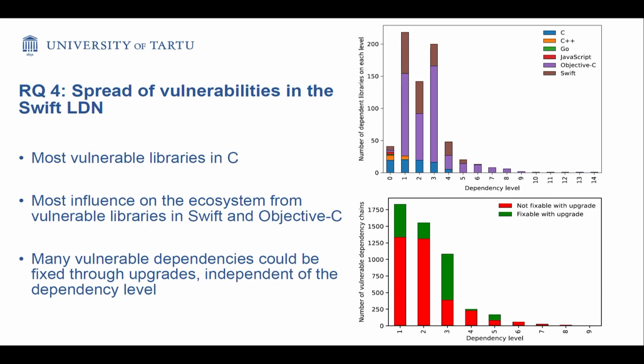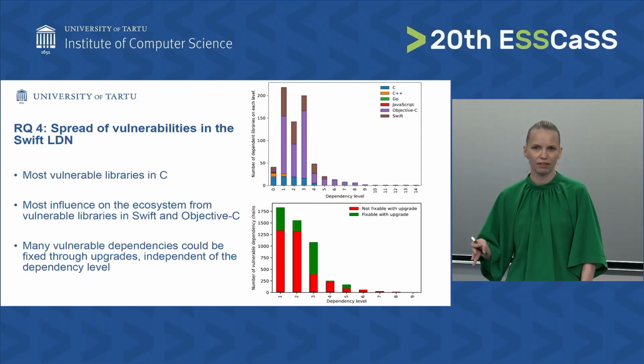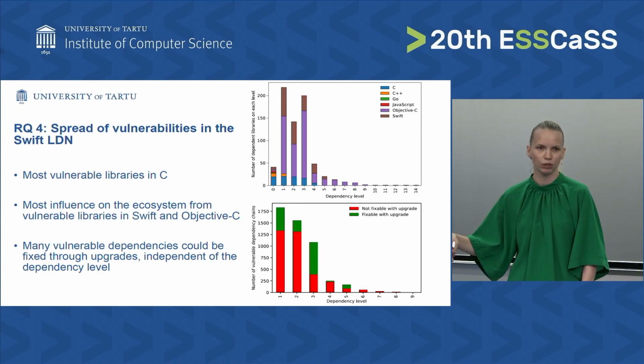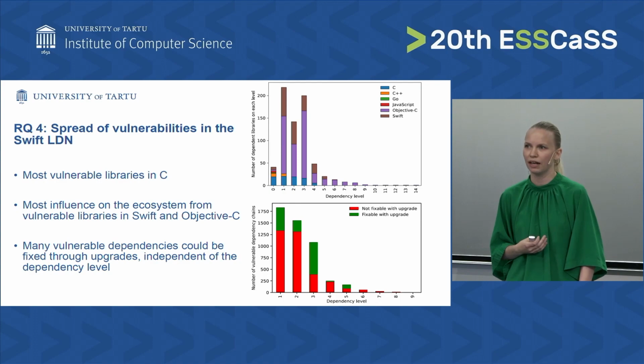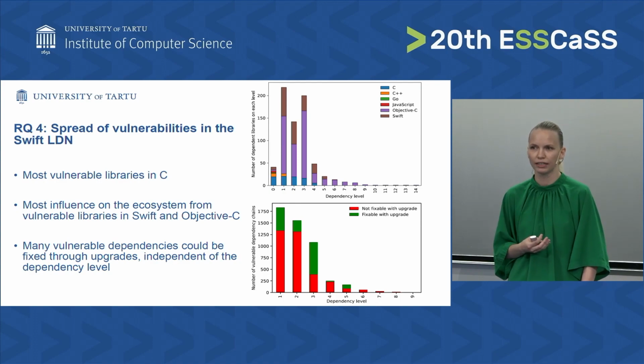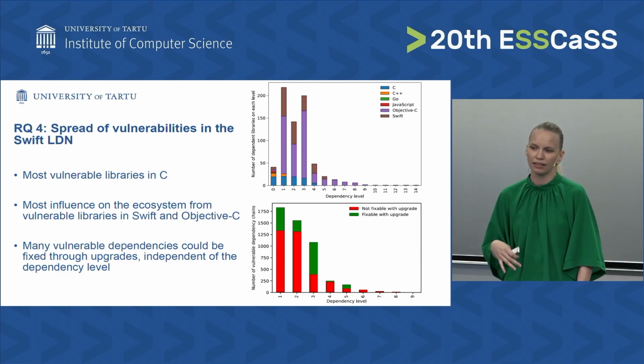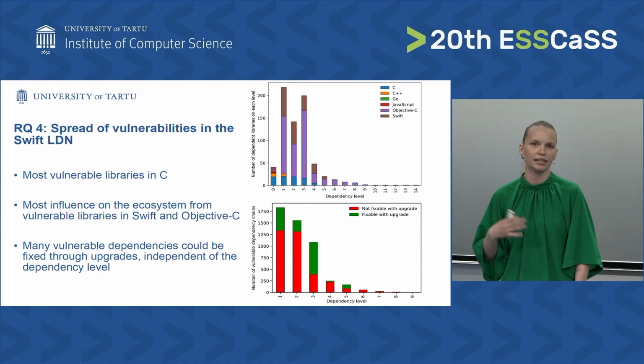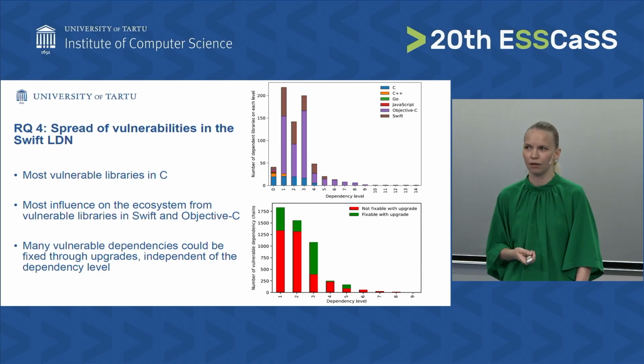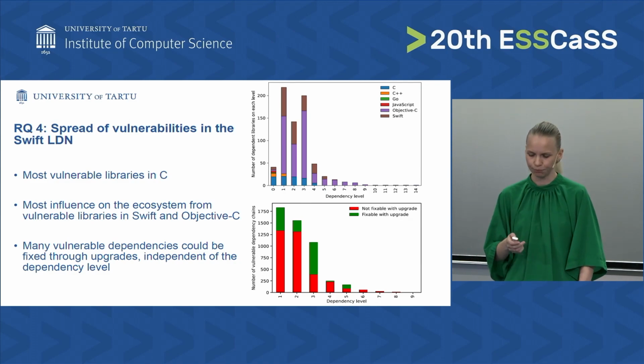We also looked into how many of these could be fixed through upgrades, at whatever dependency level we looked into. Quite a lot of them could have been fixed through upgrading, and when we looked at the latest version of each library, the percentage of how many could have been fixed through an upgrade was even higher.